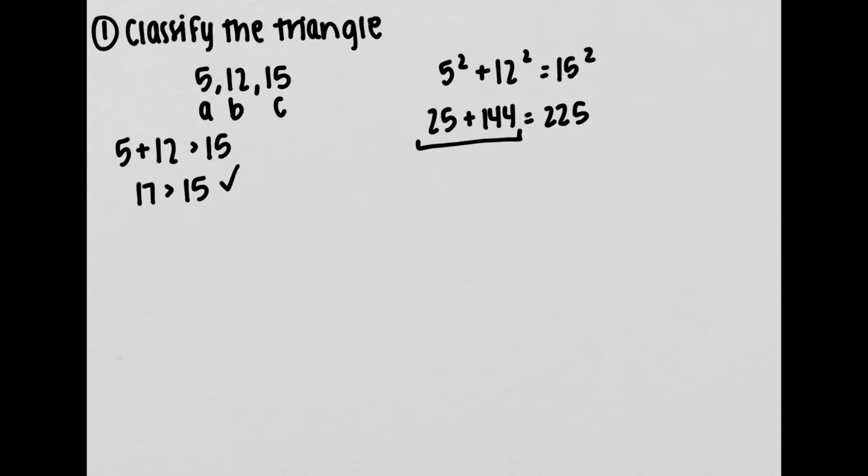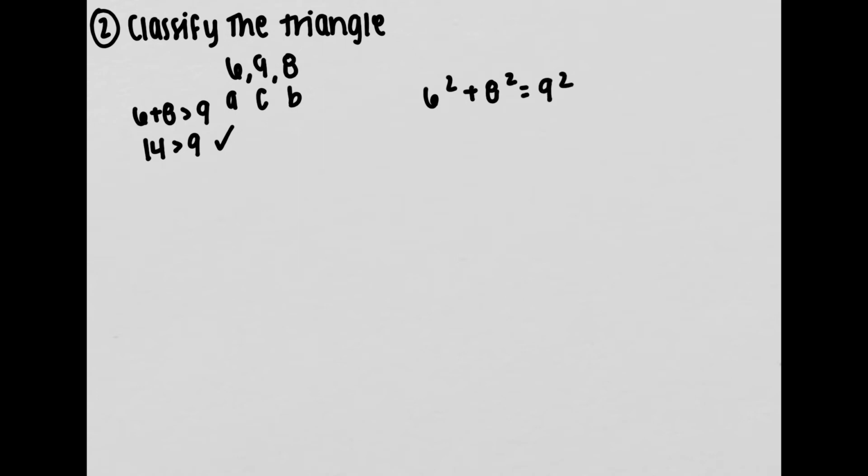I now do 25 plus 144. That gives me 169, which is less than 225. So 169 is less than 225. This tells us this is an obtuse triangle. So remember, if you missed this problem, you reworked it with me right now, and then on the right side, you're going to tell me what you did wrong the first time.